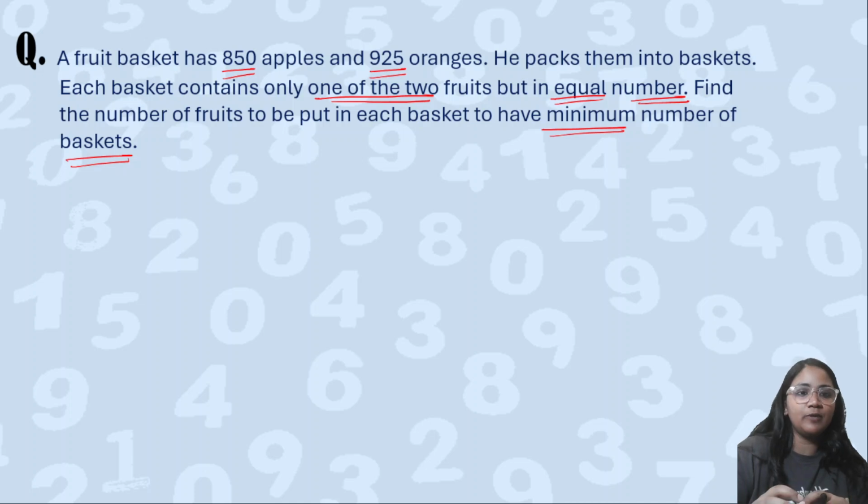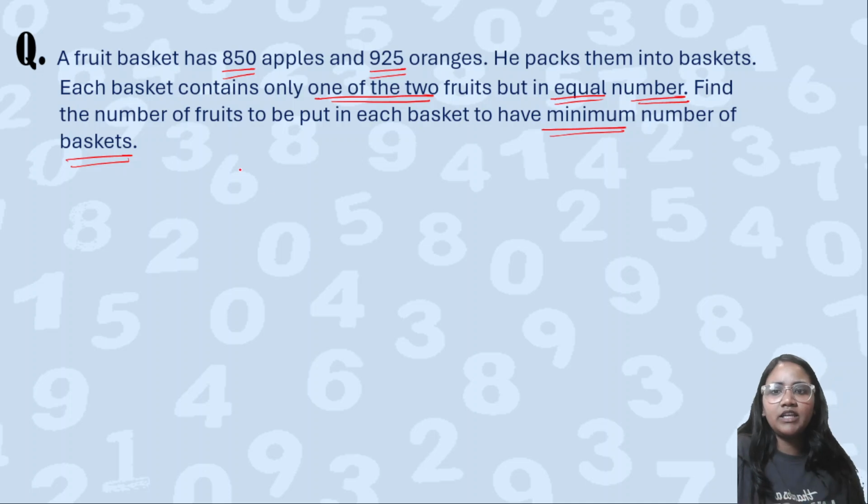So we need to put the maximum number which we can put equally in each basket, so that we use the minimum number of baskets. So here first of all we need to understand whether the answer that we will get will be less than the given data or greater than the given data. We have 925 oranges and 850 apples. So of course we need to find the minimum number, so we will divide something.